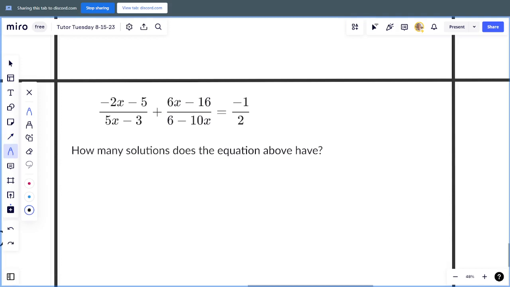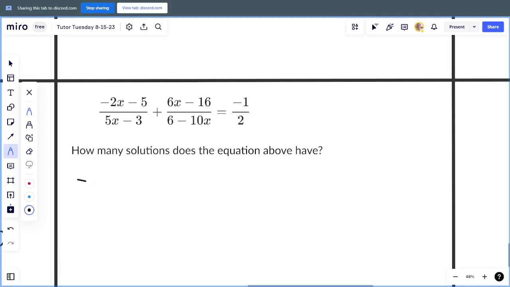I'm going over this one right now. How many solutions does the equation above have? Okay, I'm gonna guess not more than 2, because I've seen these kind of graphs before.